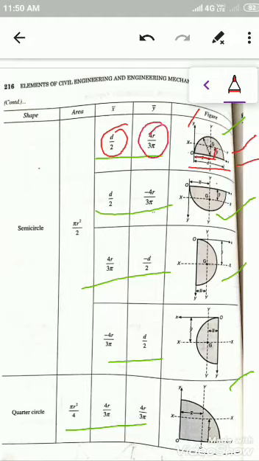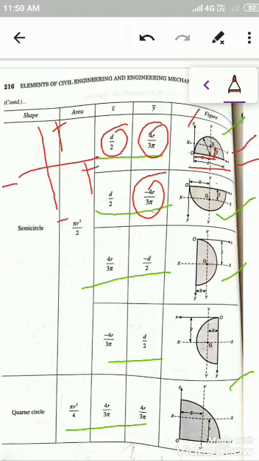Clear? The same semicircle, if it lies below the x-axis, then this y bar is negative. This is the difference. You just remember this clearly. You know the positive and negative directions, so according to that you have to do it here. If the semicircle is above the x-axis, then y bar is positive. If the semicircle is below the x-axis, then y bar is negative, that is minus 4r divided by 3 pi. So it is positive, positive, negative, negative. Clear? If it is below the x-axis, you have to consider it as negative.